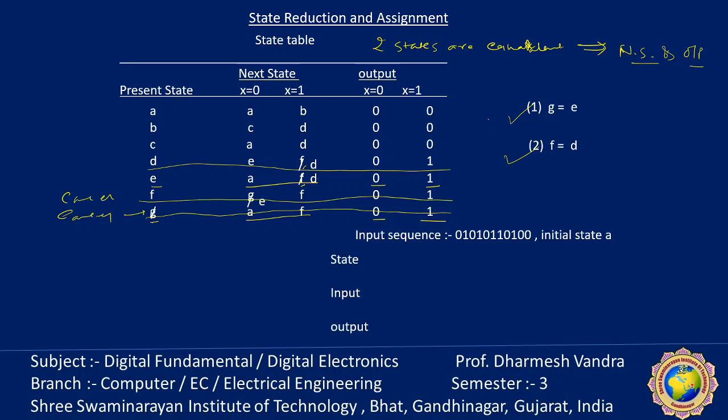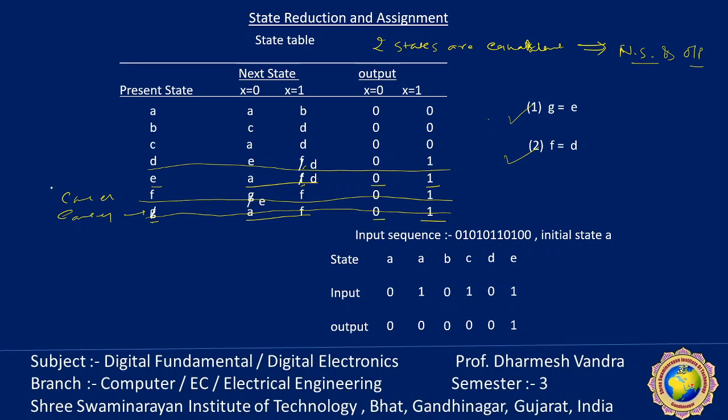Now we see the sequence. A, input is 0 and output is also 0, but the next state is A. Again 1, so the next state is B and output is 0. In B, the input is 0, so our next state is C. In the C state, the input is 1, so D and 0. In the present state D, input is 0, so output is 0 and next state is E.